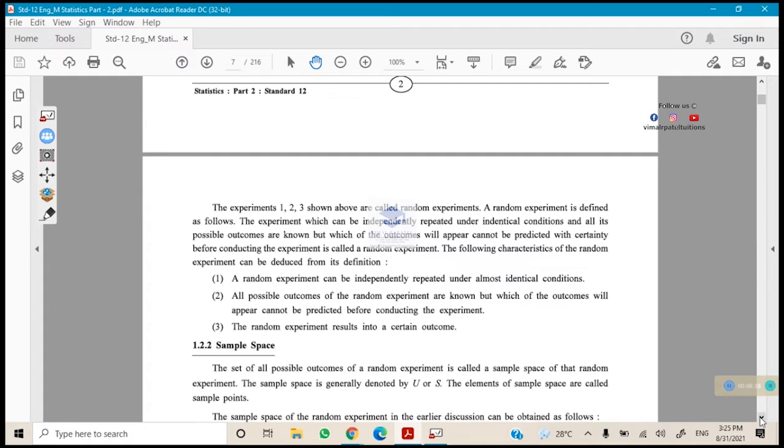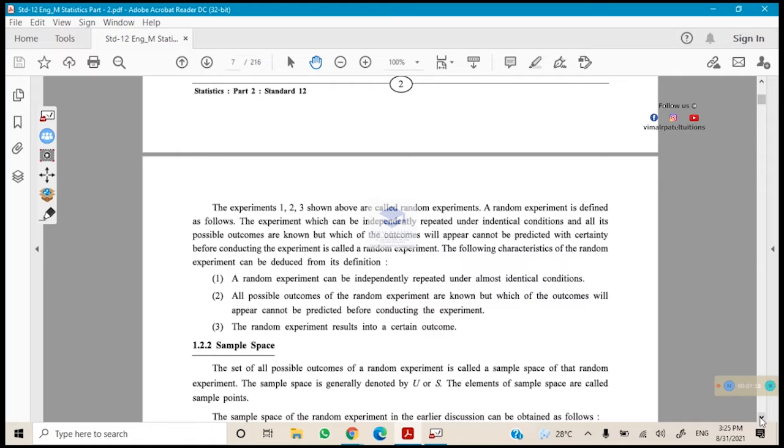So a random experiment results in a certain particular outcome. If I throw a dice, I am going to receive any number from 1 to 6, not other than that. If I toss a coin, I am going to receive head or tail. I am not going to receive both at a time, or some other third outcome. Not possible. So this type of experiment is called a random experiment, which is totally unbiased. Chances of occurrence of all the outcomes are equal. Either you will receive head or you will receive tail.